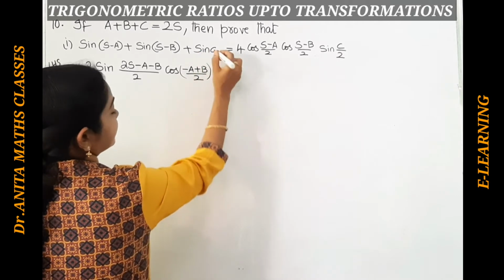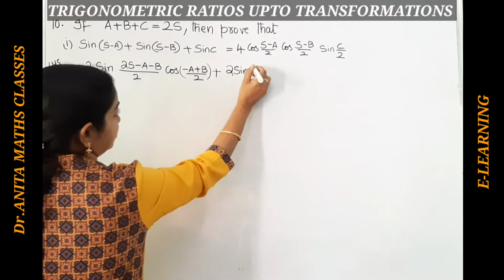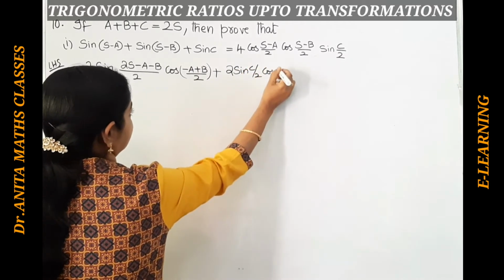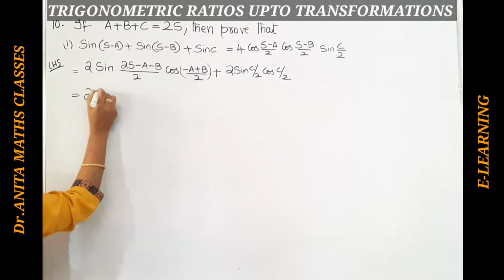And here sin C we will use the multiple angle formula: 2 sin (C/2) cos (C/2). Just taking the LHS part. Now here we will further simplify 2 sin.